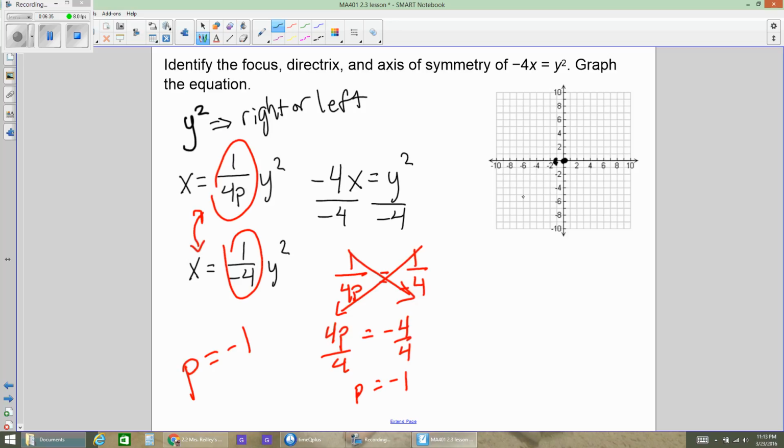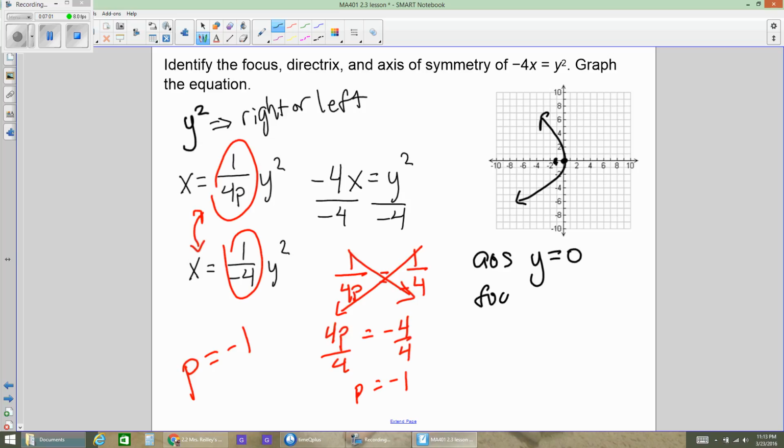I'm just going to wing it that it opens how it goes, like here, like so. Okay, so our axis of symmetry then is actually y equals 0.